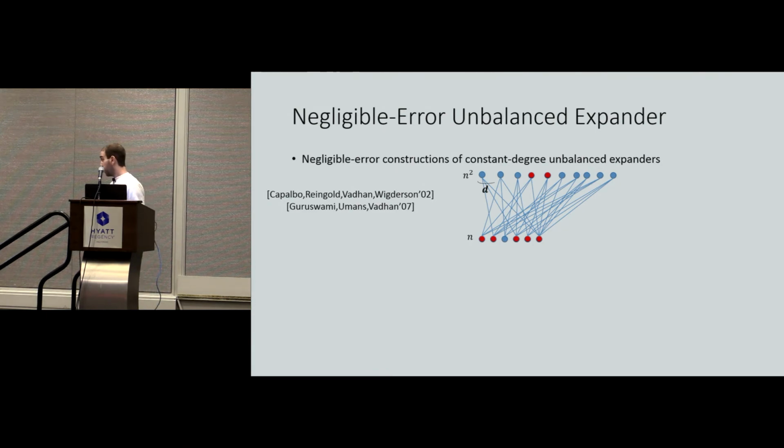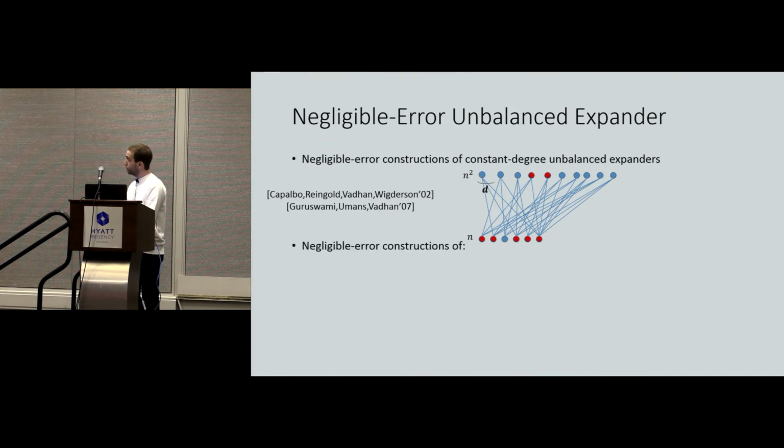Okay, so at a high level, the main idea of the construction of negligible-error unbalanced expanders is to combine two graphs. The first graph has a good expansion for very small sets, and it can be generated using our sampler and tester. And the second graph has good expansion for medium-sized sets, and it can be simply taken at random. And we can show that such a graph is good with all but negligible probability. And by combining the two graphs, we get a graph which is good for all sizes of sets.